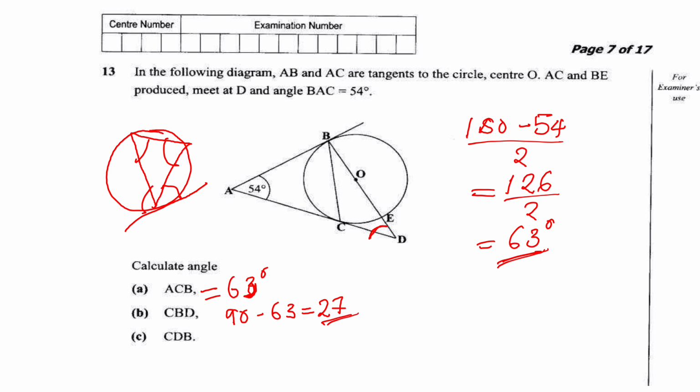Now take note that a straight line adds up to 180 degrees. That's the particular sum of the straight line. So if it's adding up to 180, then we are able to find some angles which are inside this shape.